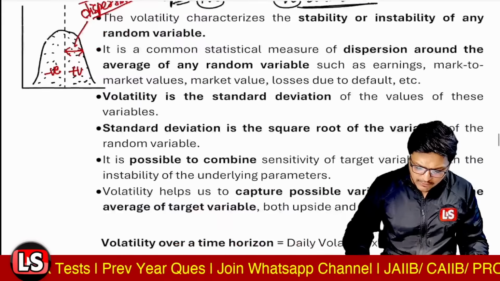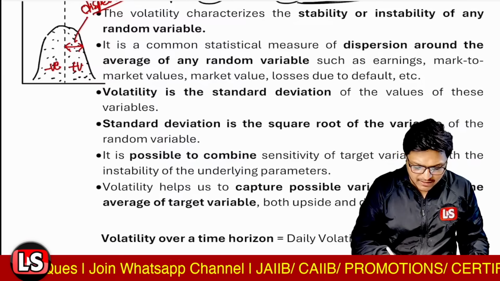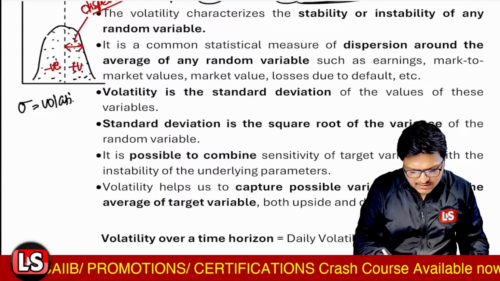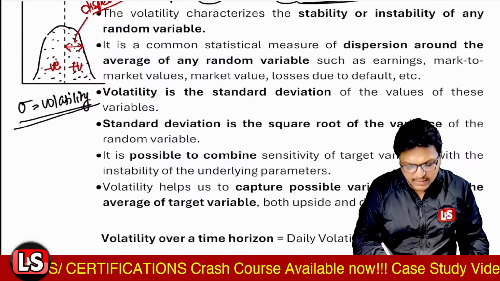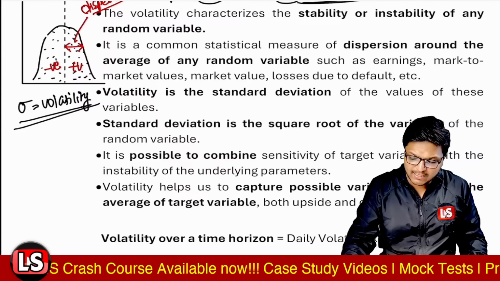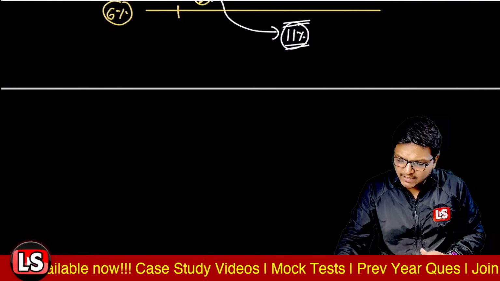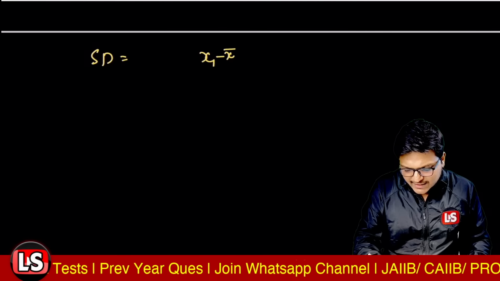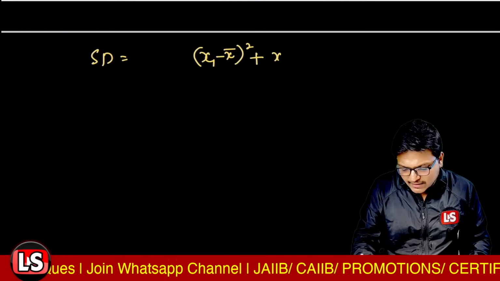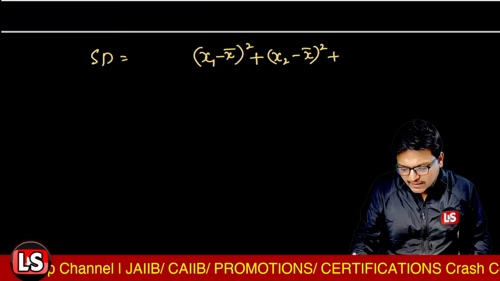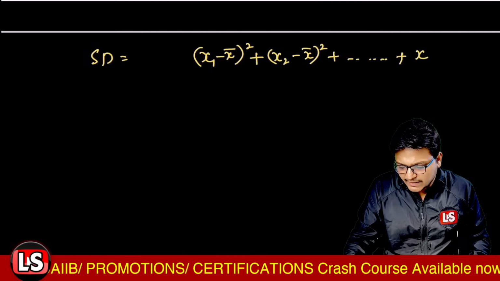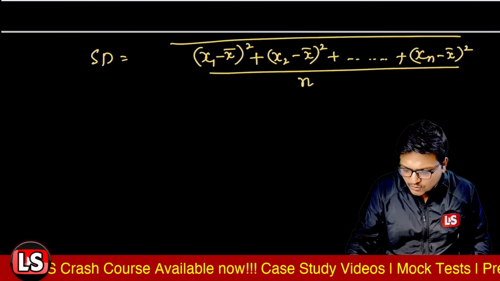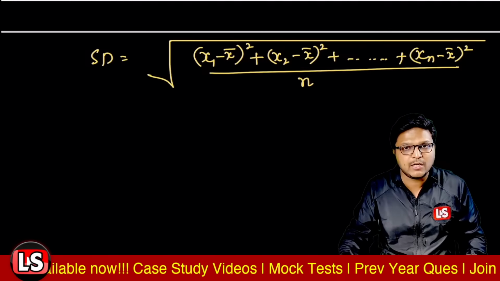The other point is that volatility mathematically is equal to standard deviation. So simply we can say the standard deviation is the volatility. And how can the standard deviation be calculated? Let me tell you the standard deviation formula. It is x1 minus x bar, where x bar is the mean, squared, plus x2 minus x bar squared, and so on up to xn minus x bar squared, divided by the number of terms, that is n, and then the square root of the same. This is the formula for standard deviation.